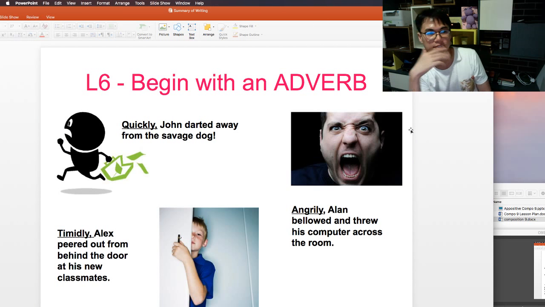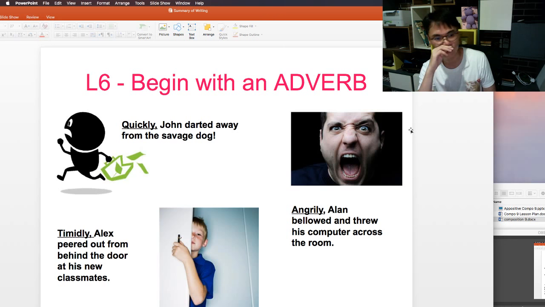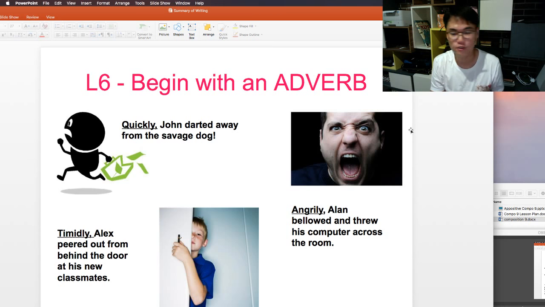Okay, next, beginning with an adverb, right? This is pretty simple. I think you all know and are already doing it. It's the ly form of the adverb. Quickly, John darted from the savage dog. Angrily, Alan bellowed and threw his computer across the room. Timidly, Alex peered out from behind the door at his new classmates.